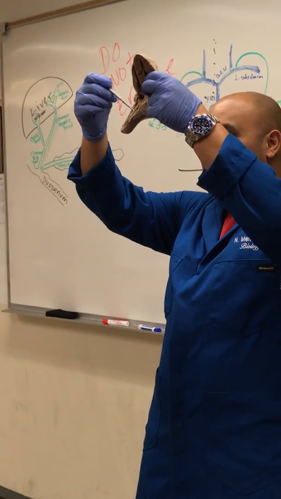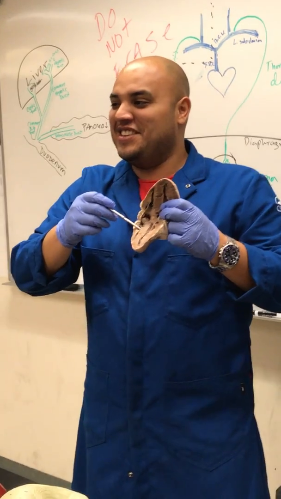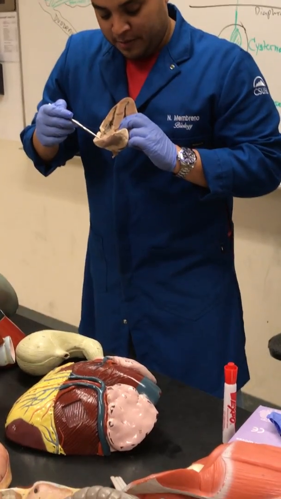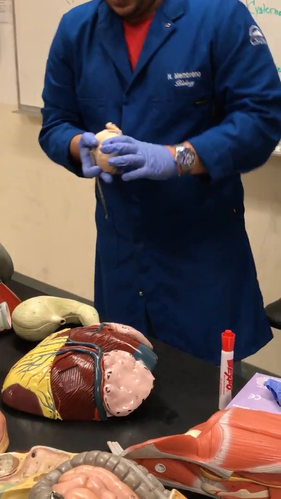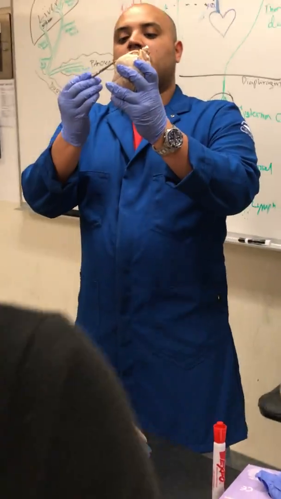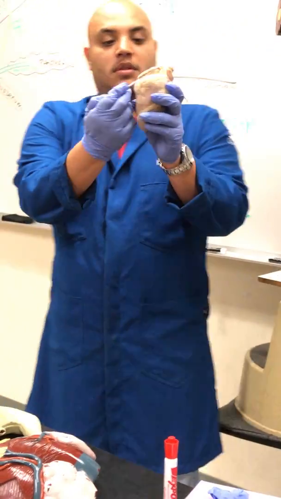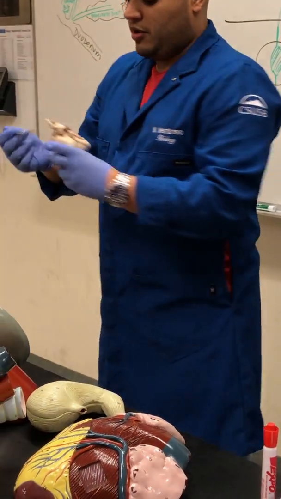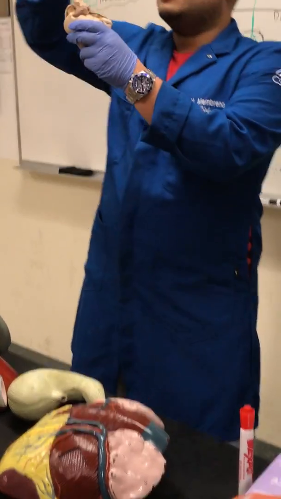You can't see at all, huh? No, I can't. Okay. What is this thing here? Auricle? That's the auricle. Right auricle. And this one is the left auricle.